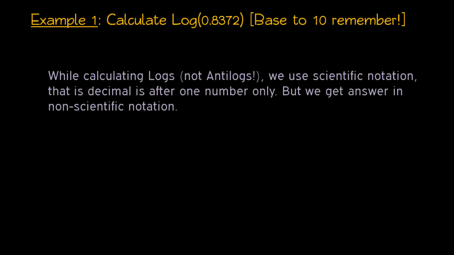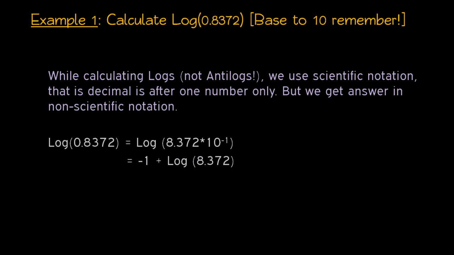Now while calculating logs, I was quite confused. So I decided to create a sort of rule. Before considering the log table, just make the number in scientific notation, like write it as 8 point something. The decimal should be after only one number, and the rest you can take to the 10 raised to power. So considering this, it can be written as 8.372 into 10 raised to power minus 1, and use the properties of logs. Now we will find the log of 8.372, put it in this equation, subtract 1 and get the answer.